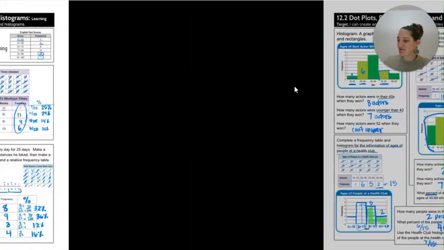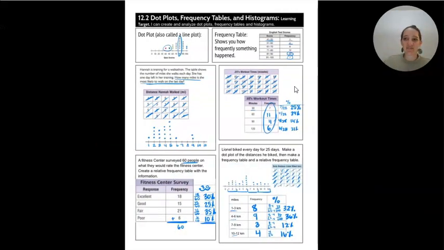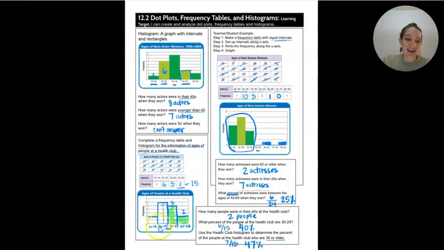So that is how you create dot plots, frequency tables, relative frequency tables, and histograms. That was a lot for one day. You guys have got it, though. You're awesome. Good luck.